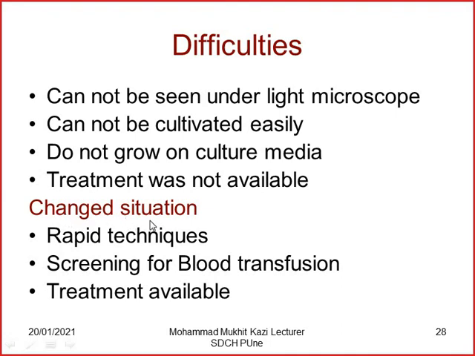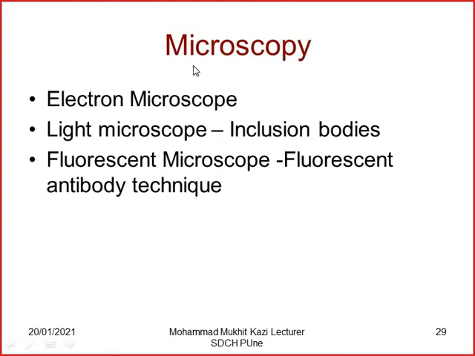Now the situation has changed. There are rapid techniques like RT-PCR, as with COVID-19 from December 2019. Now we have the vaccine also. How has it been possible in such a short time? Because of the rapid techniques now available to detect the viruses and to manufacture the vaccines. The current mRNA vaccine is the first time they are using this, through different vectors. Then there is screening for blood transfusion and treatment available. This has changed viral diseases.